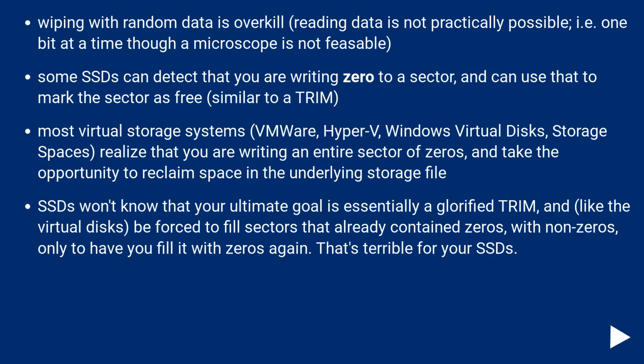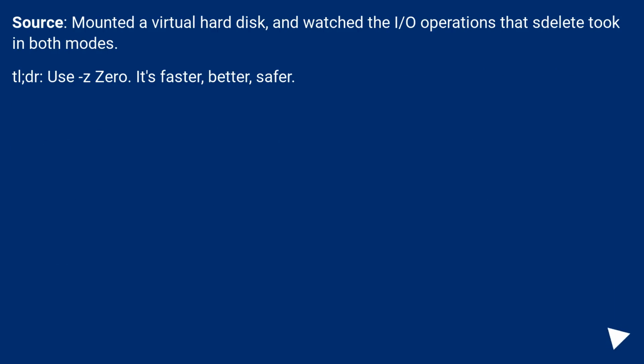Wiping with random data is overkill; reading data is not practically possible, i.e. reading one bit at a time through a microscope is not feasible. Some SSDs can detect that you are writing zero to a sector, and can use that to mark the sector as free, similar to a trim. Most virtual storage systems, VMware, Hyper-V, Windows virtual disks, storage spaces, realize that you are writing an entire sector of zeros, and take the opportunity to reclaim space in the underlying storage file. SSDs won't know that your ultimate goal is essentially a glorified trim, and, like the virtual disk, will be forced to fill sectors that already contain zeros with non-zeros, only to have you fill them with zeros again. That's terrible for your SSDs. Source: mount your virtual hard disk, and watch the I/O operations that sdelete took in both modes. TL;DR: use -z. It's faster, better, safer.